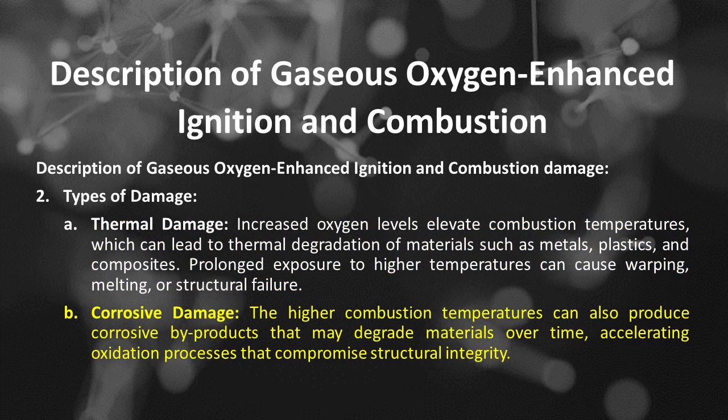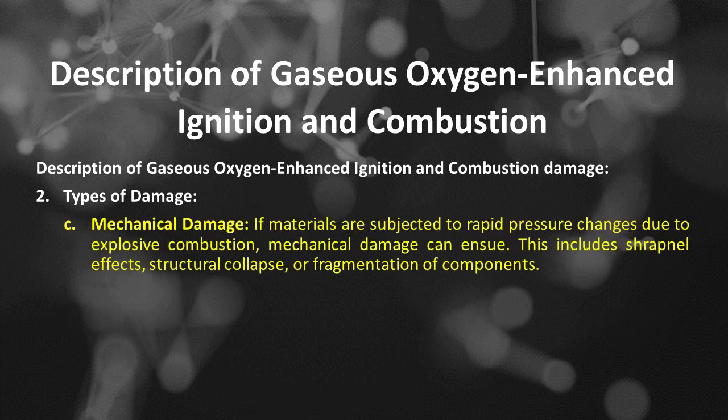Number B of types of damage is corrosive damage. The higher combustion temperatures can also produce corrosive byproducts that may degrade materials over time, accelerating oxidation processes that compromise structural integrity. Number C of types of damage is mechanical damage. If materials are subjected to rapid pressure changes due to explosive combustion, mechanical damage can ensue. This includes shrapnel effects, structural collapse, or fragmentation of components.